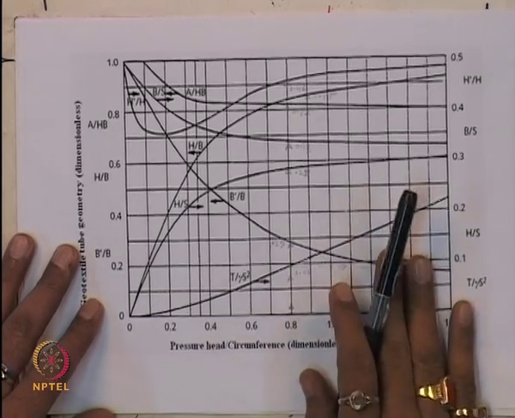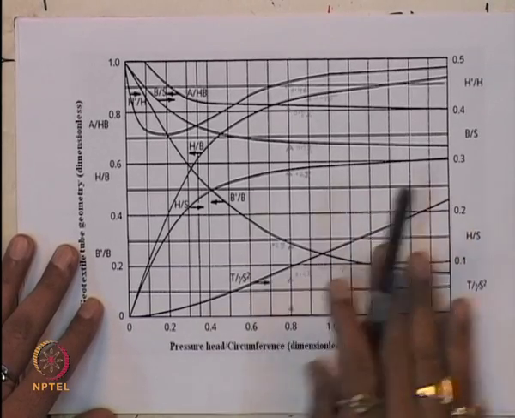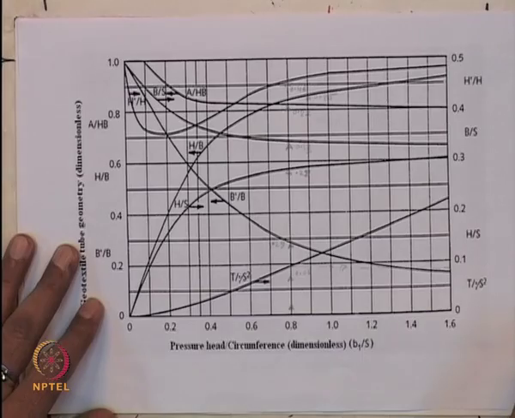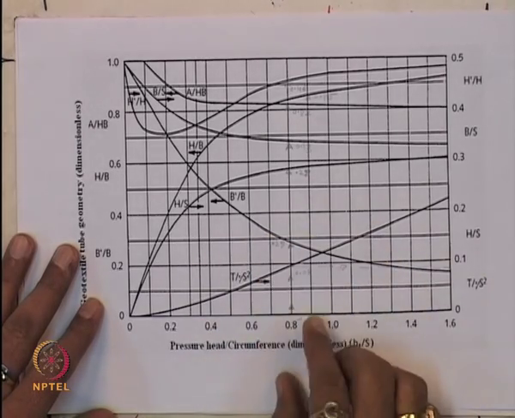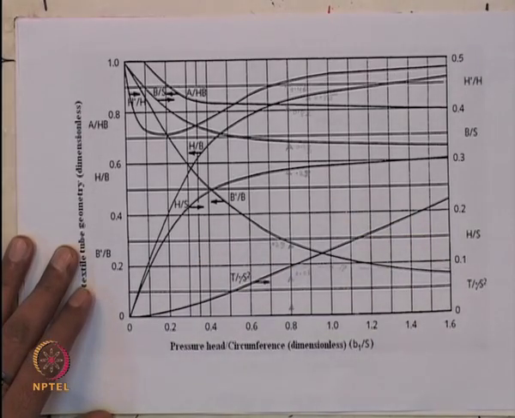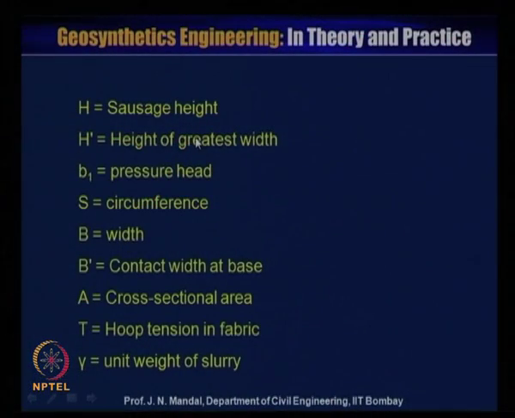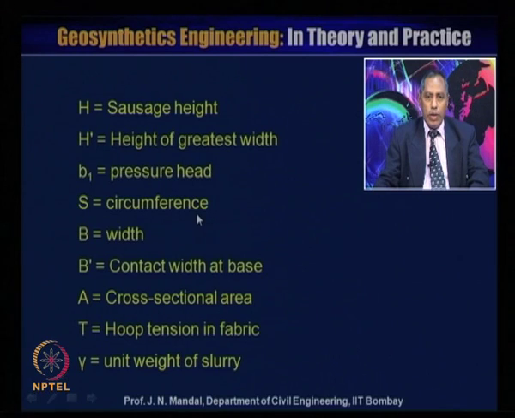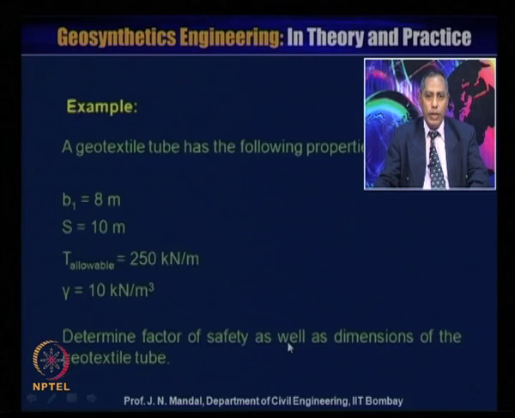So this design chart is very helpful. I think you should follow how you can take these defined values for the design of the geotextile tube. I show you here that H is equal to the surface height, H dash is equal to the height of the greatest width, B1 is the pressure head, S is equal to circumference, B is equal to width, B dash is equal to contact width at the base, A is cross sectional area, T is hoop tension in the fabric, and gamma is unit weight of the slurry.